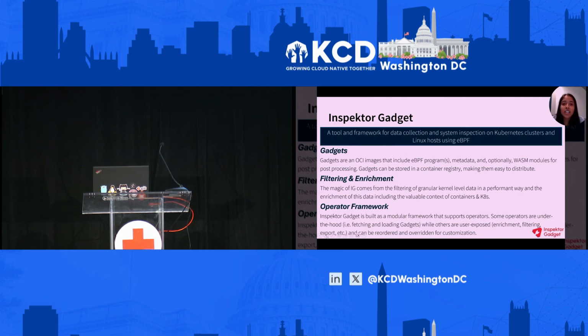Inspektor Gadget is an open source tool and framework for data collection and systems inspection on Kubernetes clusters and Linux hosts using eBPF. I'll talk about the important components, first of which are gadgets. Gadgets are OCI images that include eBPF programs, metadata, and WASM. And these gadgets can be stored in a container registry, making it really easy to share and distribute them.